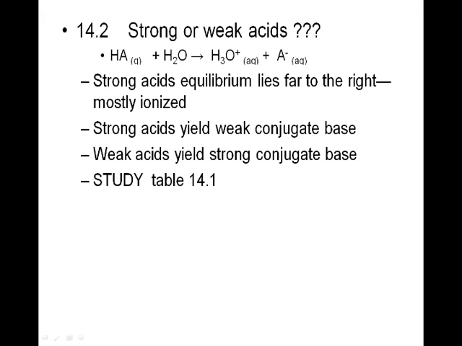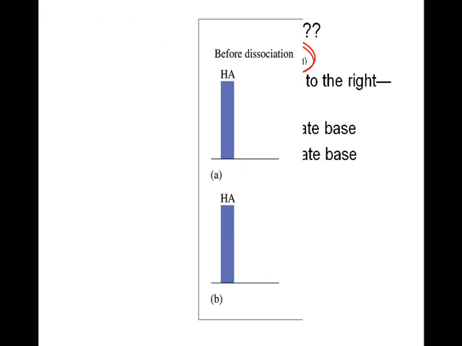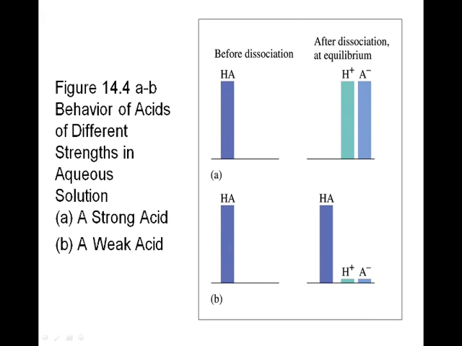In strong acids, the equilibrium lies far to the right. The system is mostly ionized. Weak acids are going to yield a strong conjugate base. That's this part right here. It is actually a base. Weak acids will yield strong conjugate bases. In strong acids, that conjugate base is weaker even than water, a weaker base than water. Study those examples.